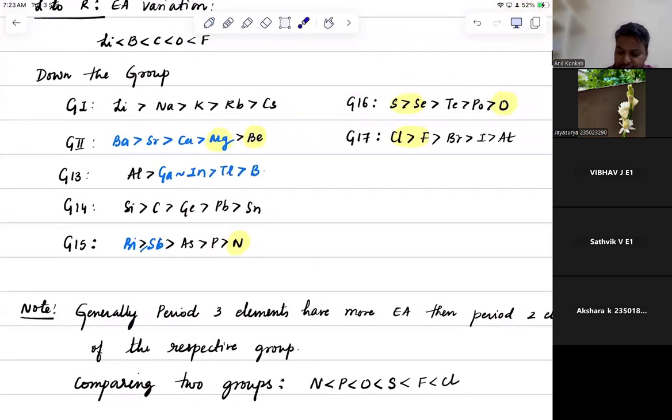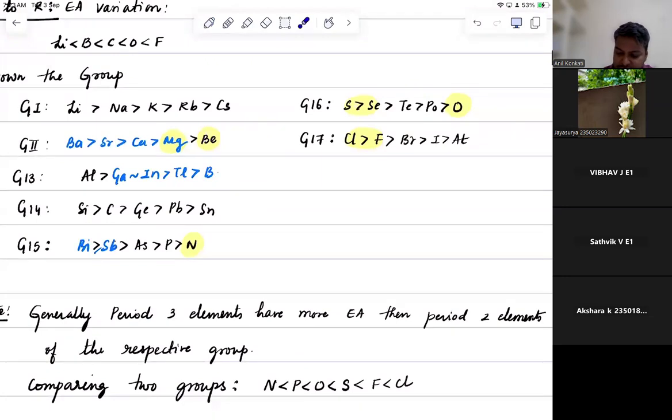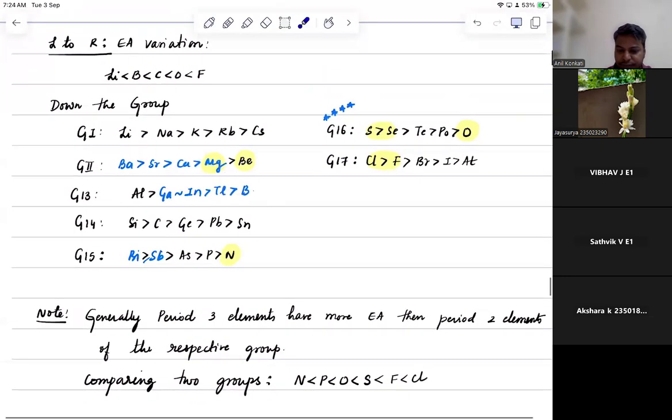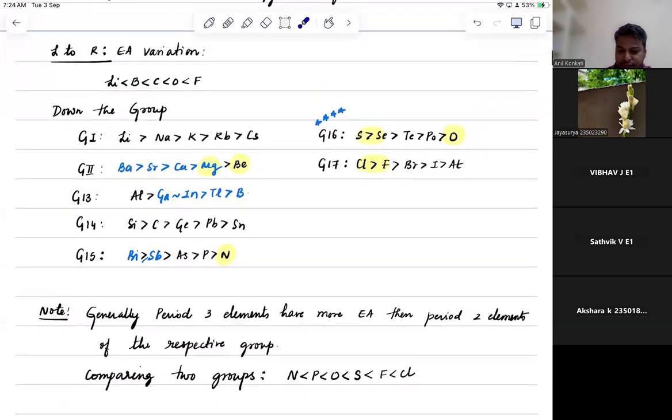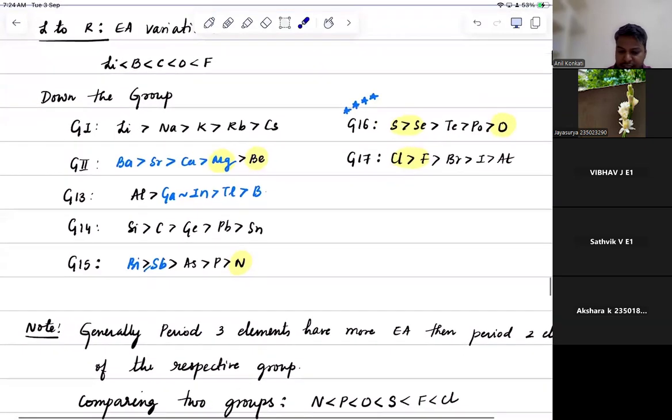Okay, next. Group 16, you will notice that sulfur is highest, then selenium, tellurium, polonium, and last comes oxygen. Oxygen has the least value, very important to remember. This is the most asked one. Direct trends, if anything that has been asked, is always from oxygen's end. Okay, and halogens also. Chlorine greater than fluorine, bromine, iodine, and astatine. I hope these trends are clear. Everybody, please check.